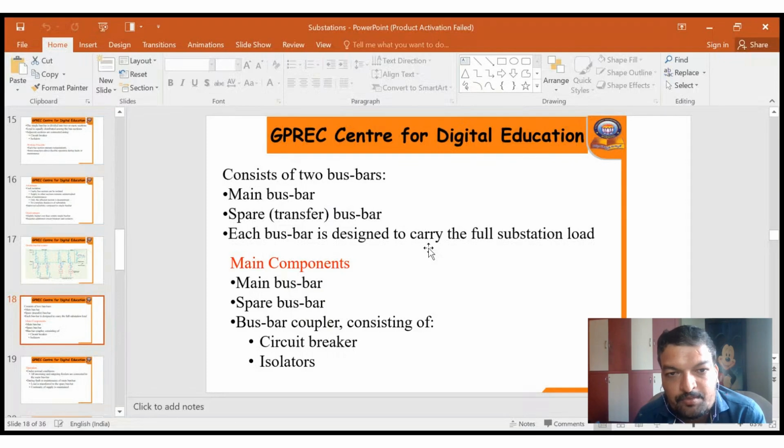So it consists of two bus bars. One is called the main bus bar, and the other is called the spare, transfer or duplicate bus bar. Each bus bar is designed to carry the full substation load. That means when a fault occurs in one bus, the remaining bus will carry the full load. So it mainly contains the main bus bar, the spare bus bar, and the bus coupler, which consists of circuit breakers and isolators.